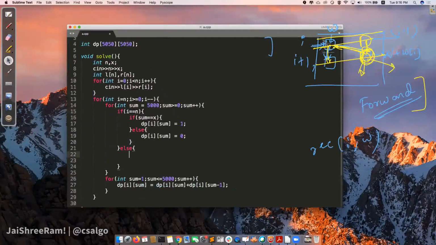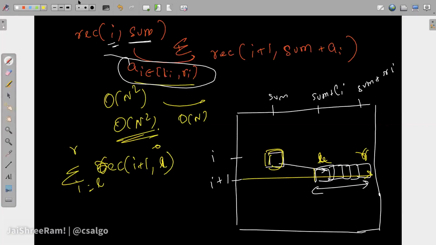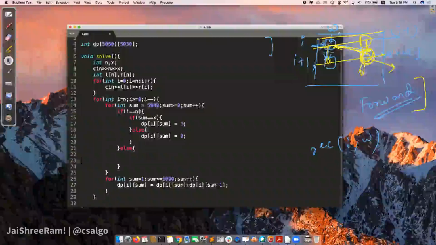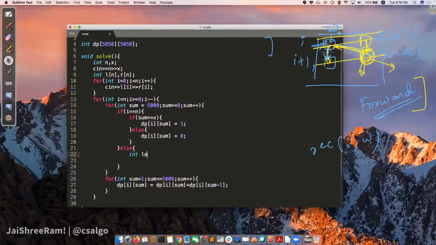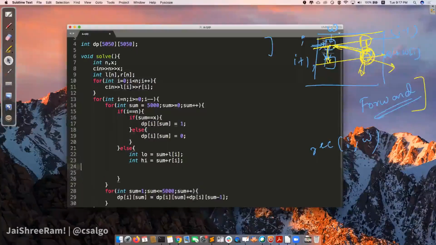Now, when we come to some ith row, we know that the next row has been transformed into its prefix sum format, right? So for this particular row, I can easily use the prefix sum of the next row. So for the ith value, I will take from the range li to ri. So the next sum plus li and sum plus ri, that's my range, okay? Int low is equal to sum plus l of i, and integer high is equal to sum plus r of i, okay?